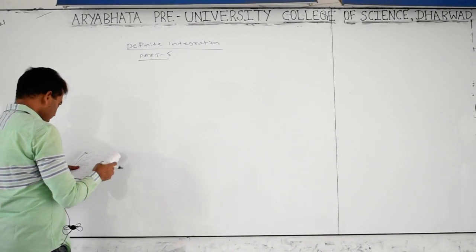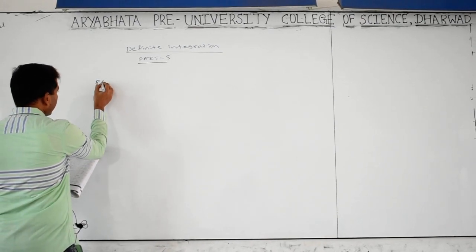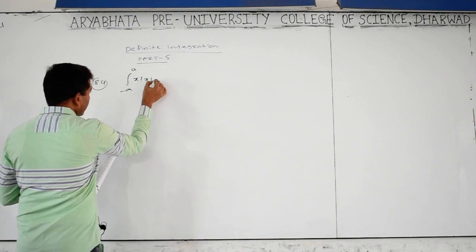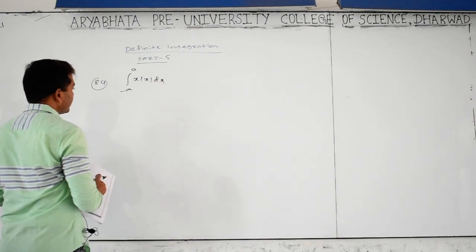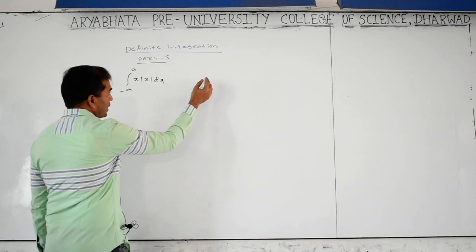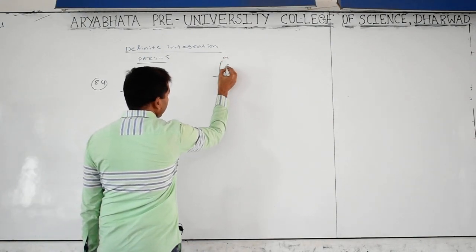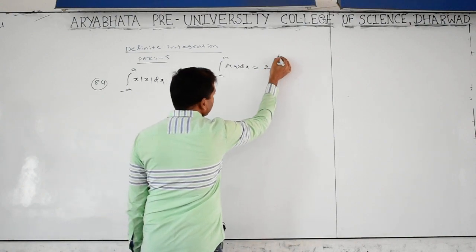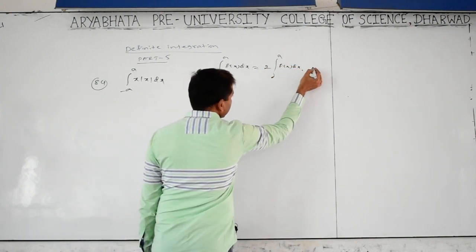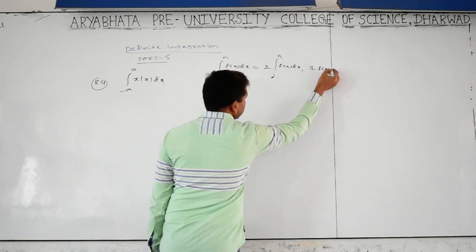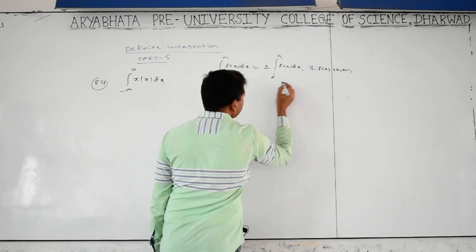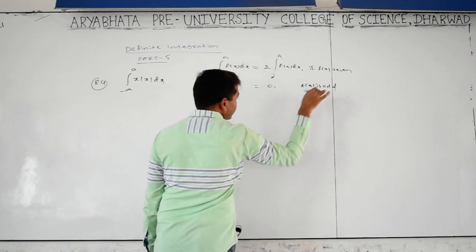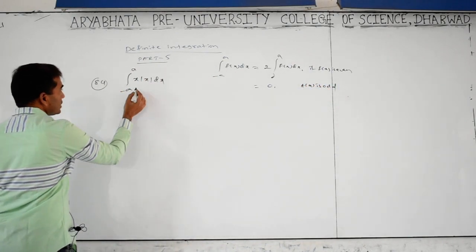Now the next question is question number 84. Integration of minus a to a x into mod of x dx. This is the property: integration of minus a to a f of x dx is equal to 2 into integration of 0 to a f of x dx if f of x is even, and 0 if f of x is odd. Right? Let me verify whether this is even or odd.